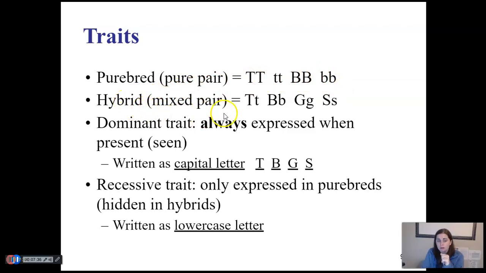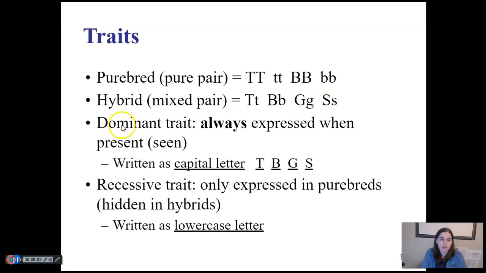A hybrid, though, is your mixed pair, and that's where you have one big letter and one little letter. So we have big T, little t, big B, little b, big G, little g, and big S, little s. And that's kind of important when we get to our Punnett squares, that you understand your pure pair, your homozygous, or your heterozygous mixed pair ones. And we're going to talk throwing those vocab terms in there for you.